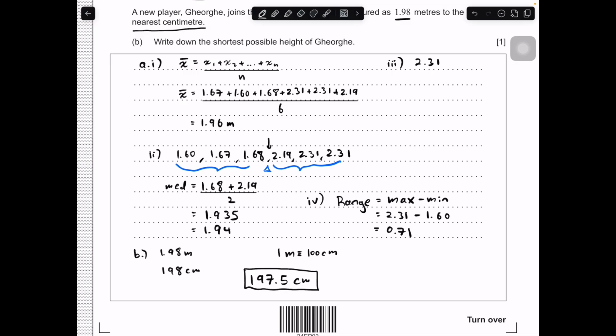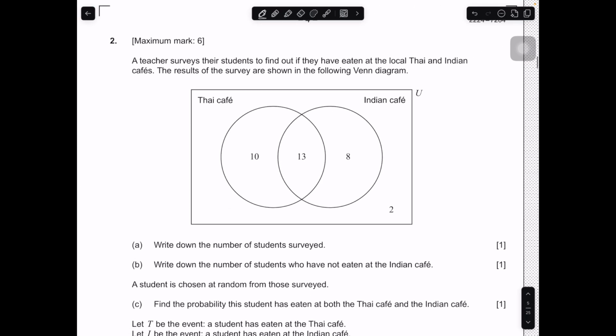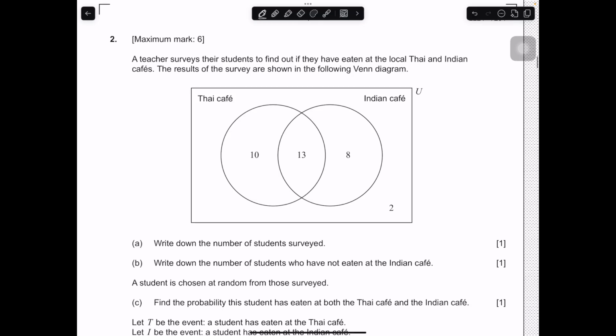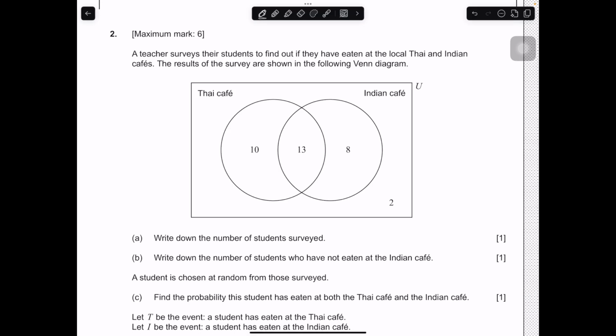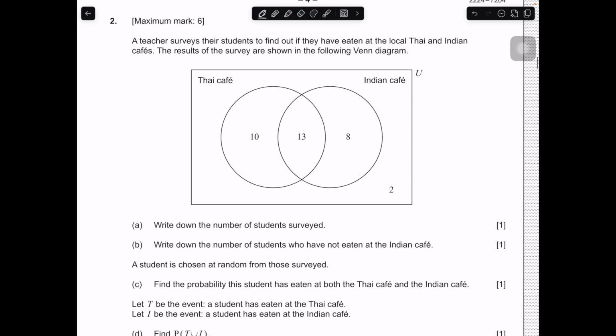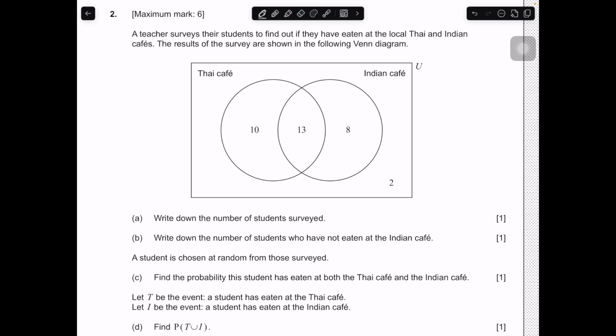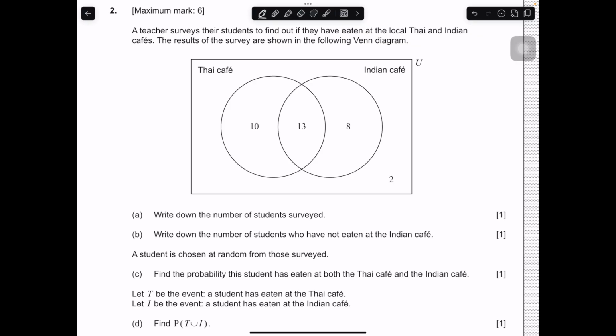Okay. All right. I think we're good. Okay. Question 2 is a probability question, a nice kind of Venn diagram question here. Let's have a read. A teacher surveys their students to find out if they have eaten at the local Thai and Indian cafes. The results of the survey are shown in the following diagram. So here's the Thai cafe, there's everyone that ate there. There's the Indian cafe, and some people actually ate at both cafes, and some people didn't eat at either.